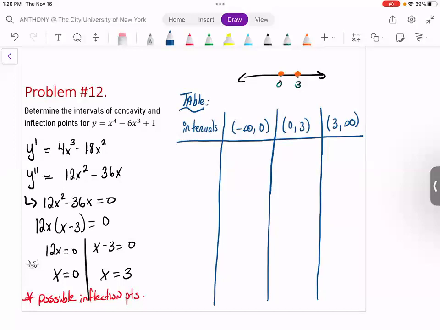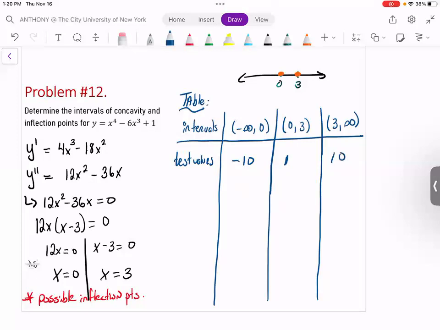Now for each interval, you want to choose some test values. You can use any test value that you like, as long as they are inside of each interval. For example, the first interval, negative infinity to 0, I can use the number negative 1. I could use the number negative 5. I could use negative 10. So I'm just going to use negative 10. For the second interval, I could choose anything between 0 and 3. So something that's very convenient would be 1. And then from 3 to infinity, I'm going to choose 10.